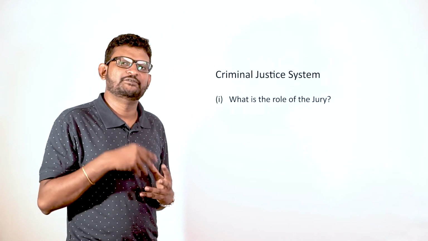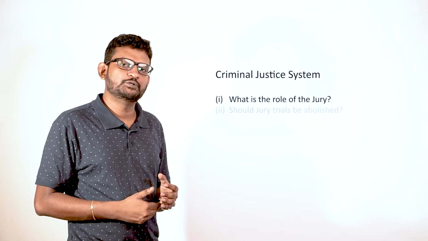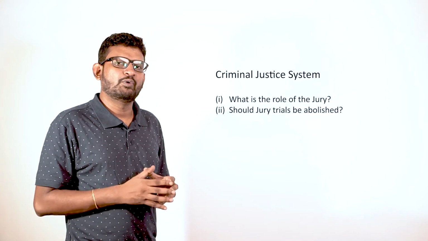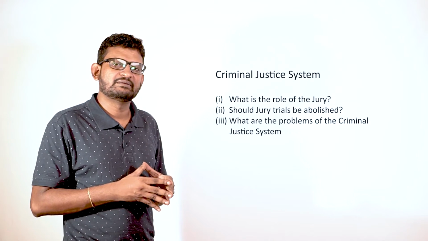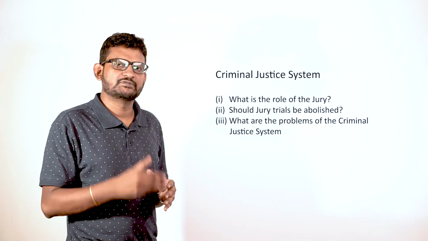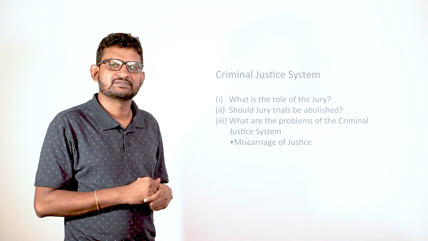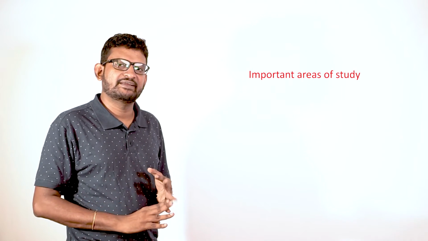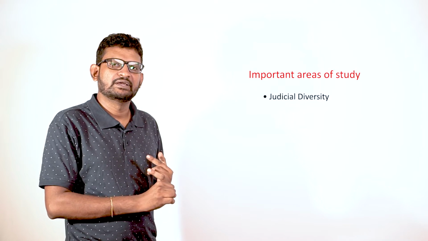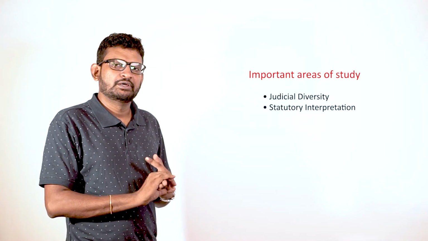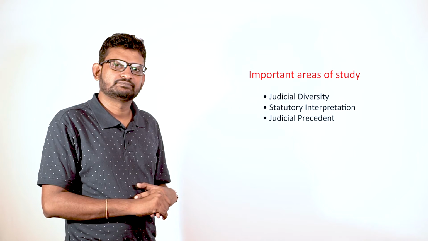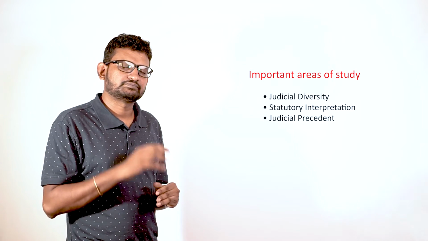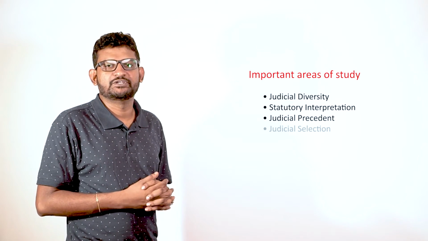In terms of criminal procedure, what is the role of the jury? Should jury trials be abolished? What are the problems with the criminal justice system in terms of miscarriage of justice? These are often questioned in your exam. However, my favorite areas are judicial diversity, statutory interpretation, judicial precedent, and finally, a really great area would be judicial selection.